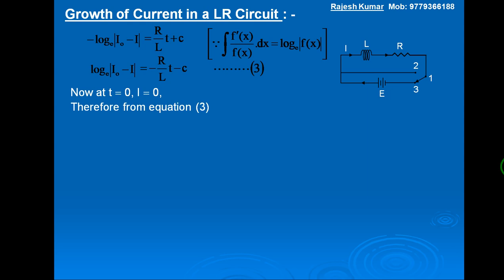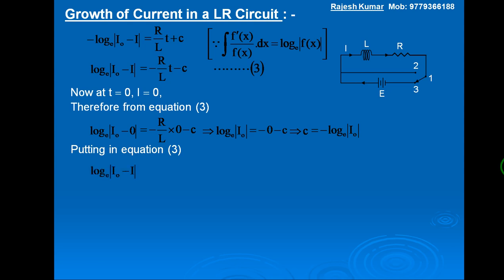Therefore, from equation number 3, log to the base e of I naught minus 0 is equal to minus R upon L into 0 minus c. This implies log to the base e of I naught is equal to minus 0 minus c, or c is equal to minus log to the base e of I naught. Putting this value in equation number 3, we get log to the base e of I naught minus I is equal to minus R upon L into t minus into minus log capital I naught to the base e.